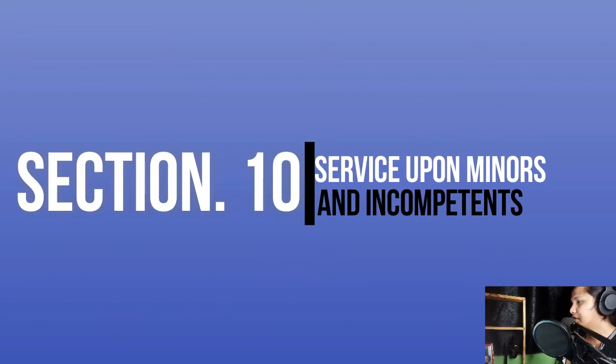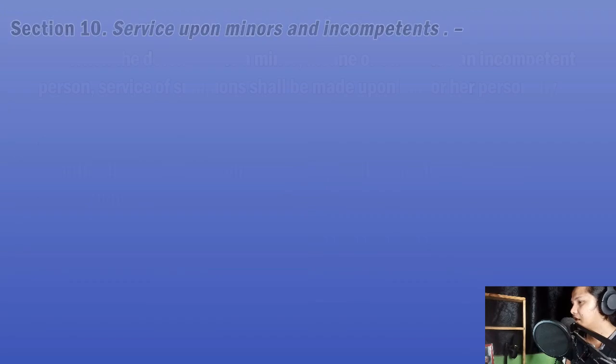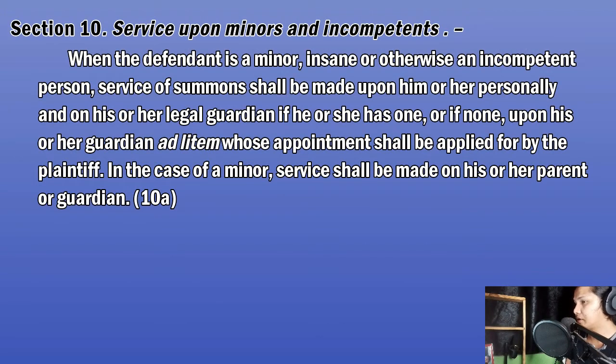Section 10. Service upon minors and incompetents. When the defendant is a minor, insane, or otherwise an incompetent person, service of summons shall be made upon him or her personally, on his or her legal guardian if he or she has one, or if none, upon his or her guardian ad litem, whose appointment shall be applied for by the plaintiff. In the case of a minor, service shall be made on his or her parent or guardian.